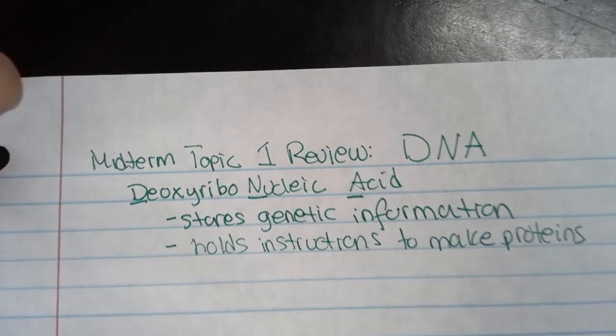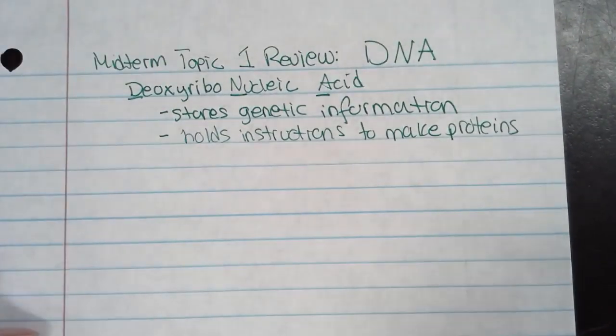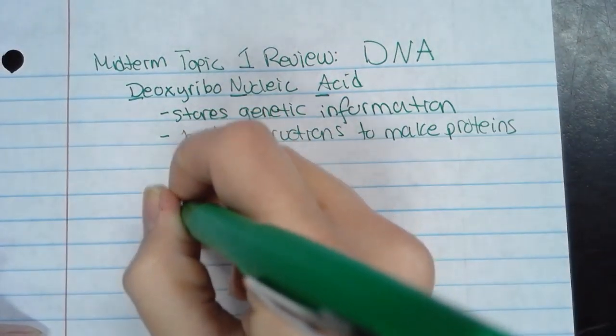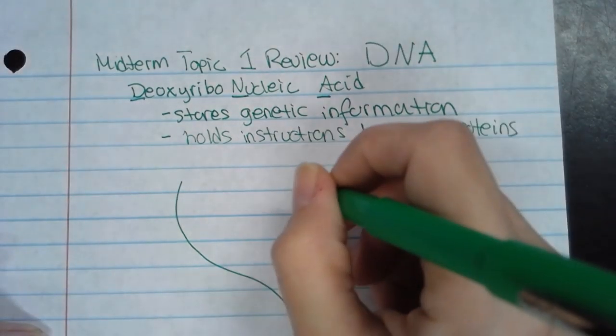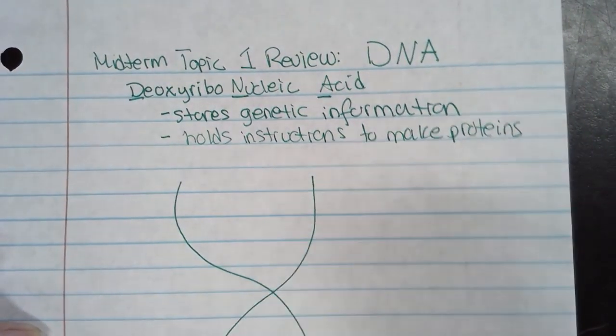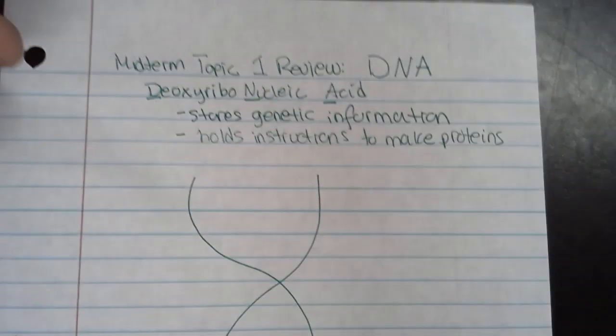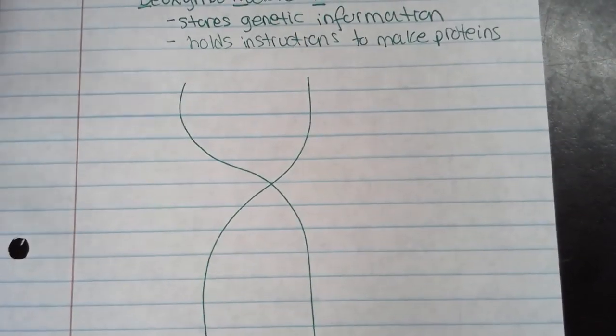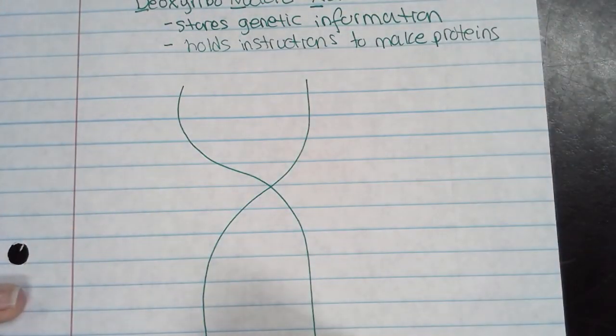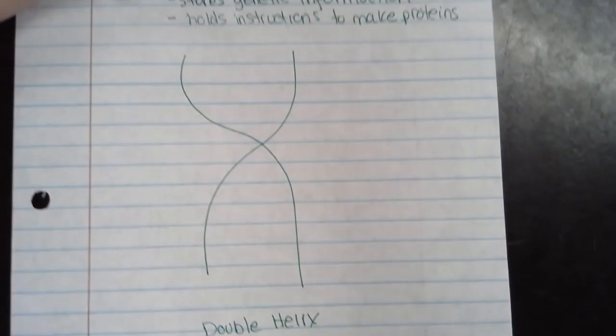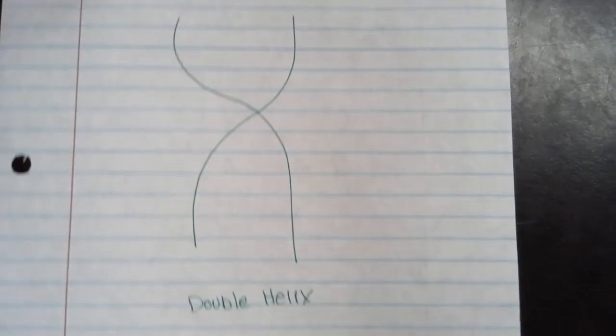So I want to start by going over the structure of DNA. So DNA, we know, is a double helix. It's like something like this, and you can just be drawing this on a loose leaf piece of paper. Okay, so DNA is a double helix. That means that we have two strands that are sort of like winding around each other.